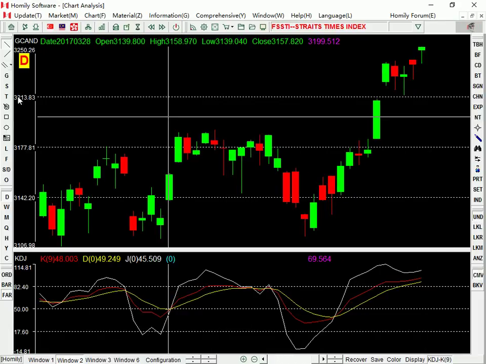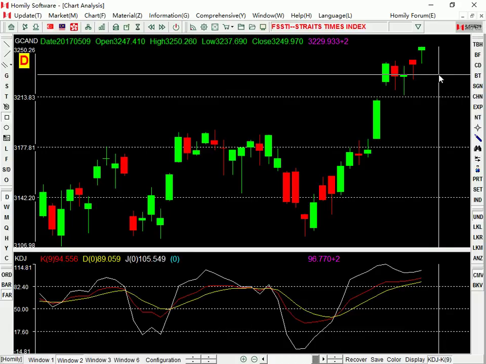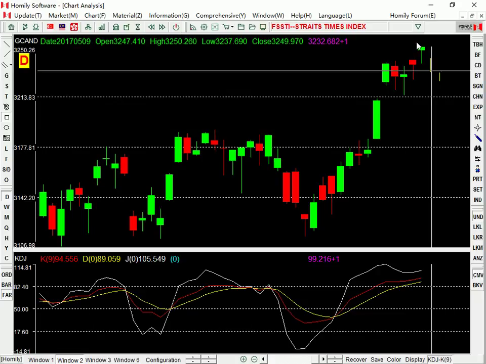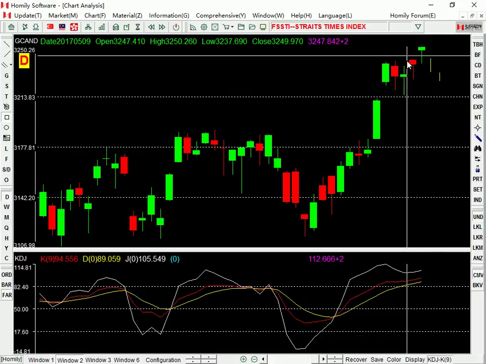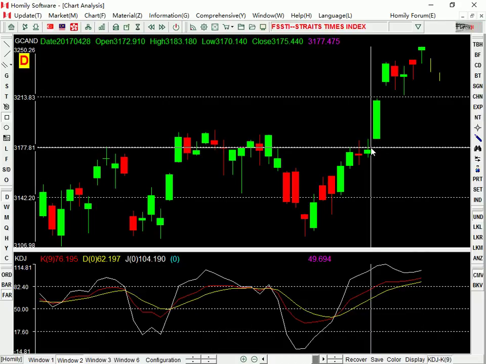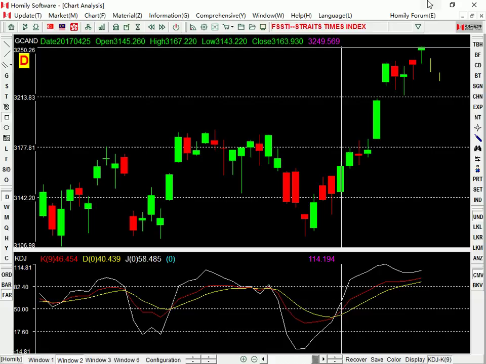If you see the candlestick, the next candlestick like this, 1, 2, then you should know this is the top. You'd better pay more attention to the short-term retracement. Okay, so this is one method.